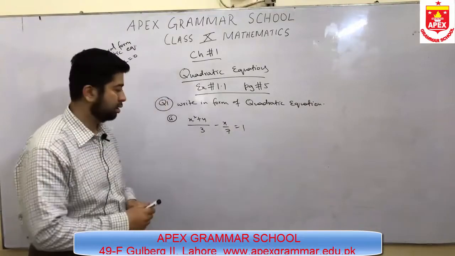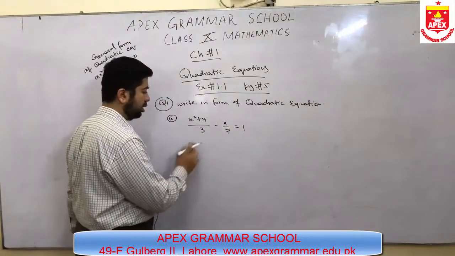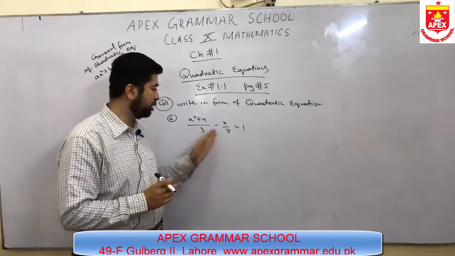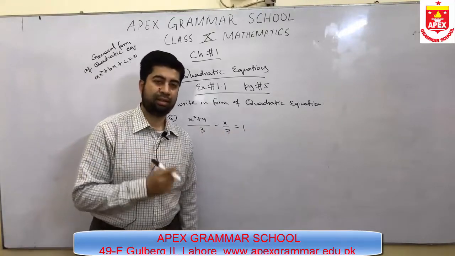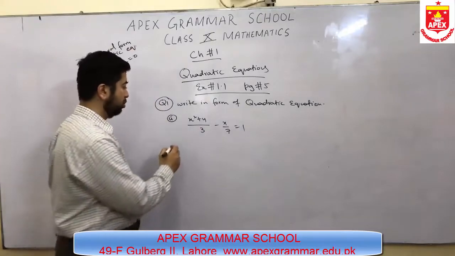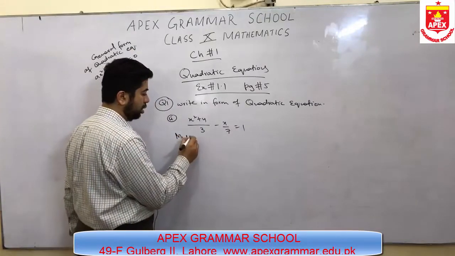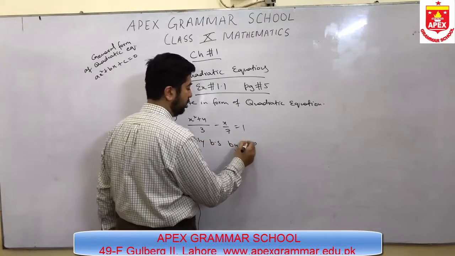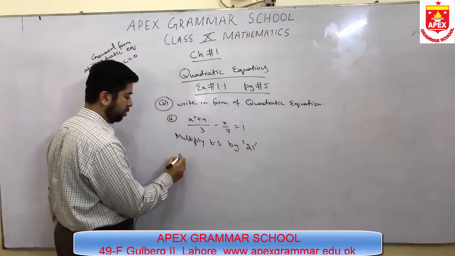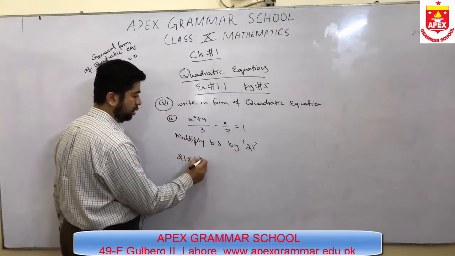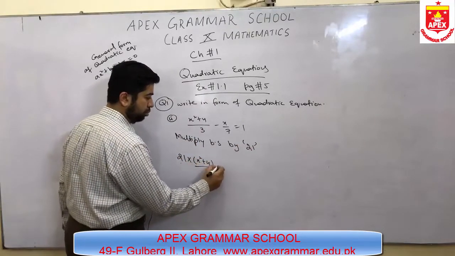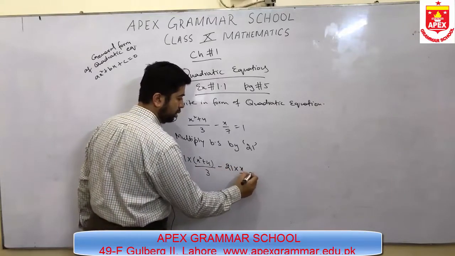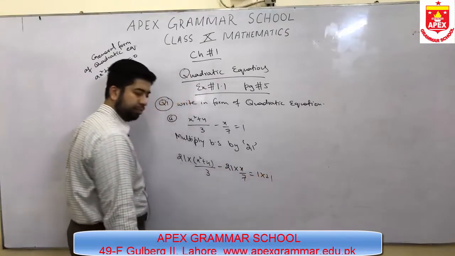Just take the LCM of this one, the LCM of 3 and 7. What is the LCM of 3 and 7? Yes, the LCM of 3 and 7 is 21. So multiply both sides by 21. Just multiply it. 21 multiplied by x square plus 4 divided by 3 minus 21 multiplied by x divided by 7, and 1 multiplied by 21.